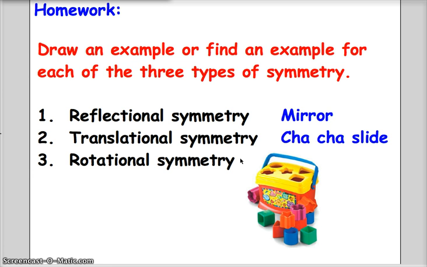For rotational symmetry, I always think of this object here. This is one of those little block containers that my nephew loves to play with. And thankfully, these have rotational symmetry. If they didn't, he would probably get pretty frustrated trying to put the star inside the star shape because he'd have to turn it so many times before it would go in. So that's an object with rotational symmetry. Make sure to have these done for tomorrow.